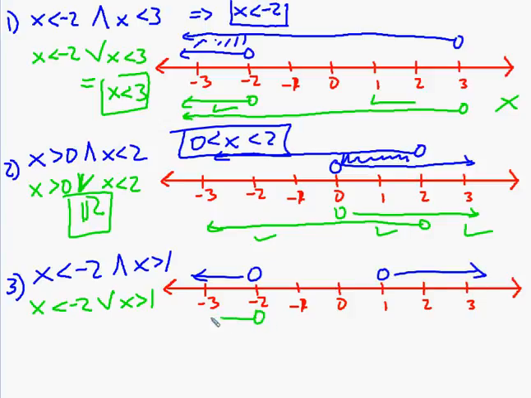All right? In the blue, it's conjunction. I'm looking for overlap. There is no overlap, so there is no solution. And in green, well, there's a graph right here. There's not a graph there, and there's a graph there, and the easiest way to write that is like that.